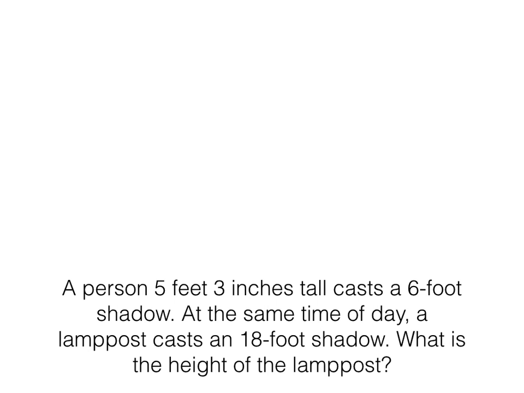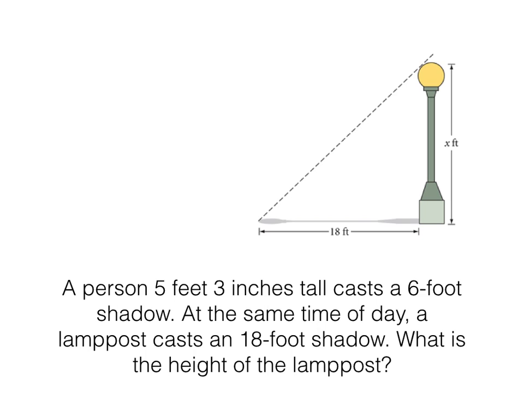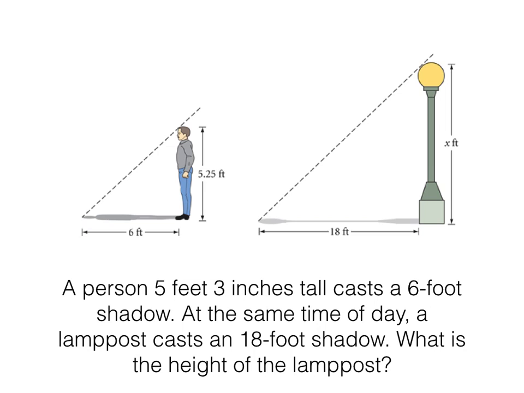Next, we have a person who is 5 foot 3 inches tall, and they cast a 6-foot shadow. At the same time of day, a lamppost casts a shadow that's 18 feet long. How tall is the lamppost? So we've got this lamppost. We know its shadow length is 18 feet. The height is unknown. And the person is 5¼ feet tall, and they cast a 6-foot shadow.